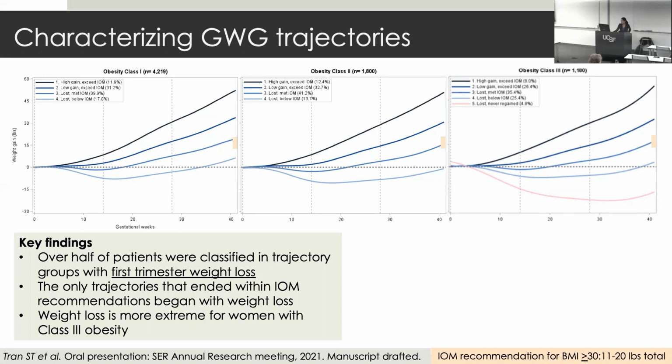Okay, so there's a lot to look at here, so I'll highlight just a few key findings. Over half of patients were classified in trajectory groups with first trimester weight loss. The guidelines do not address weight loss during pregnancy at all. The only trajectories that ended within the recommendations began with weight loss. And weight loss is more extreme for women with class 3 obesity.